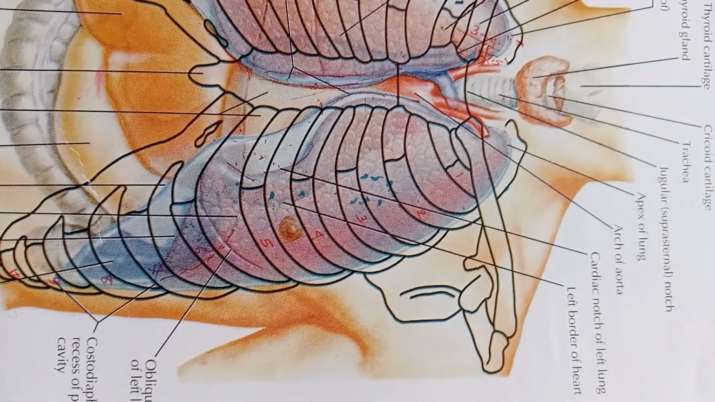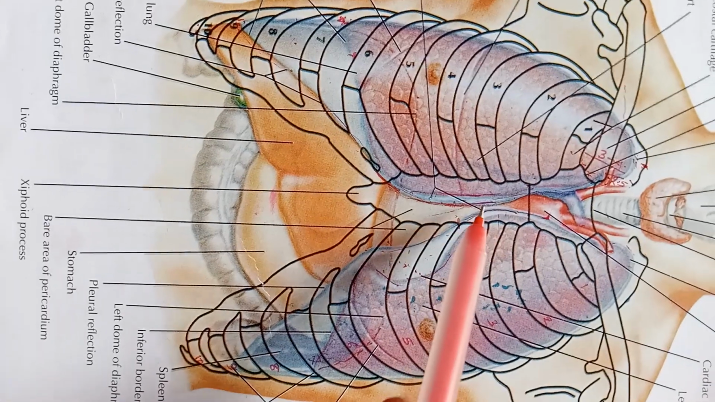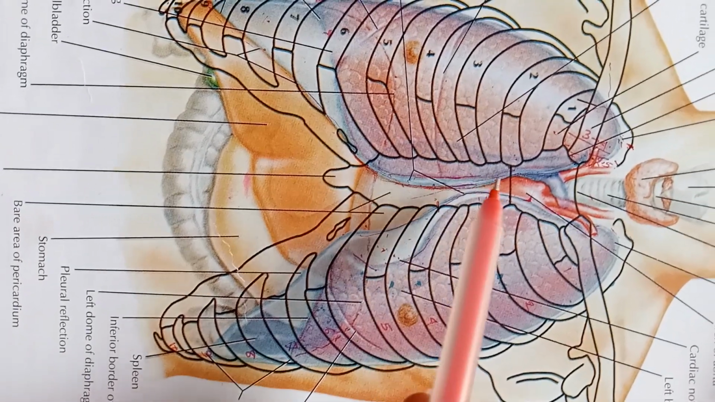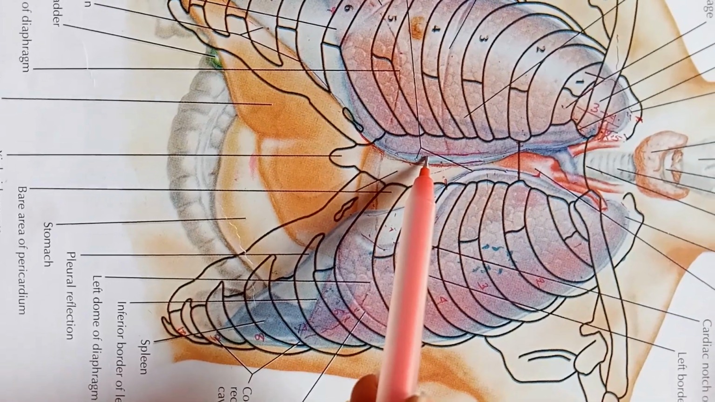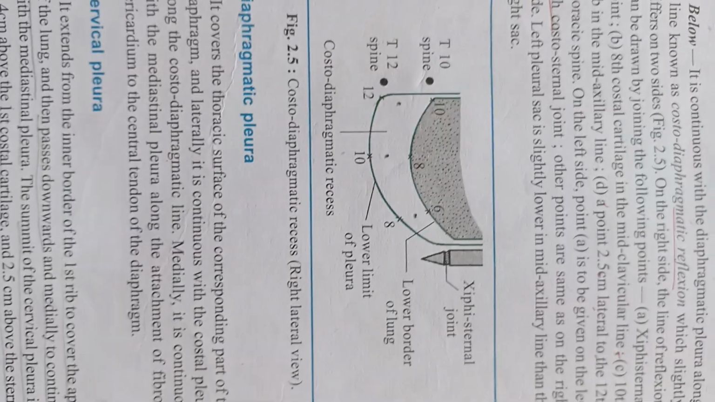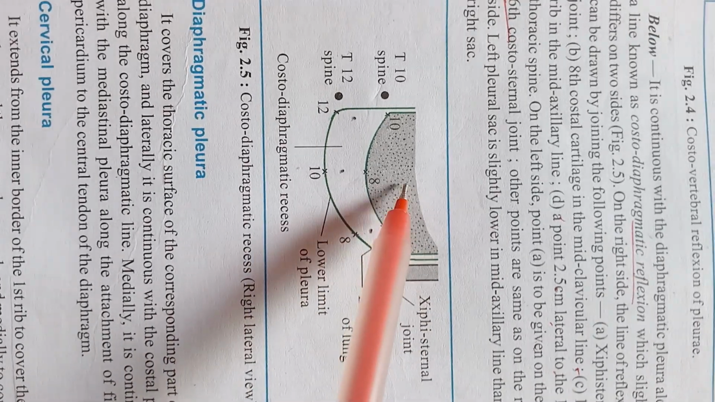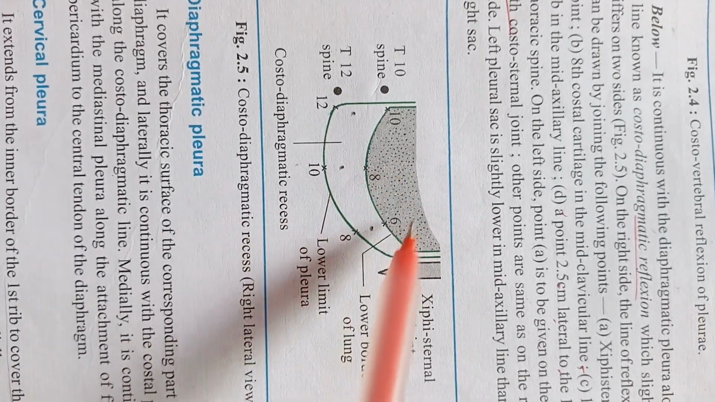Clear? So what is the function of the costomediastinal recess? It provides space to the anterior border of the lung during inspiration. Now the extension of the lungs and the pleura. Here is the picture of the lower border of the lung.